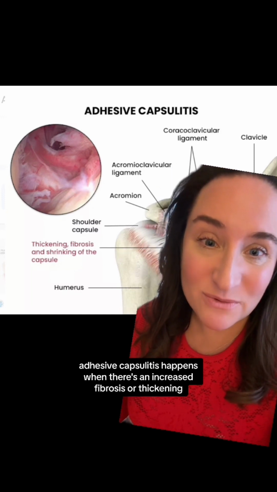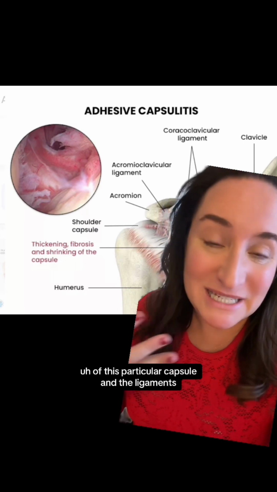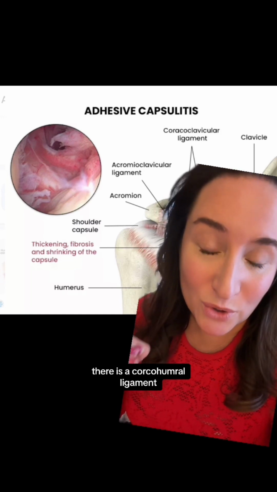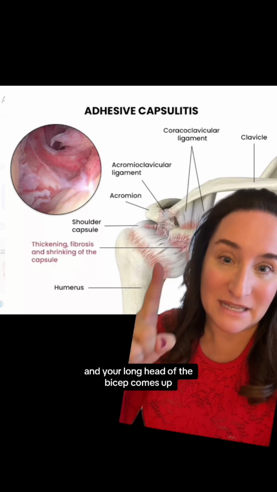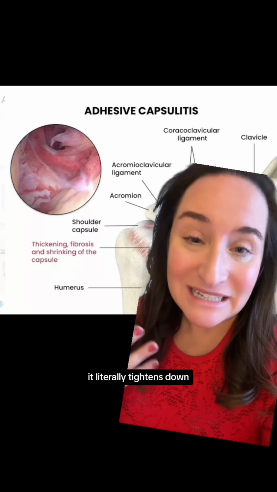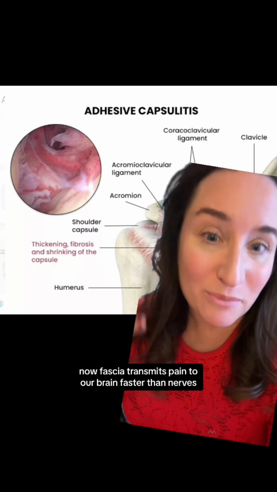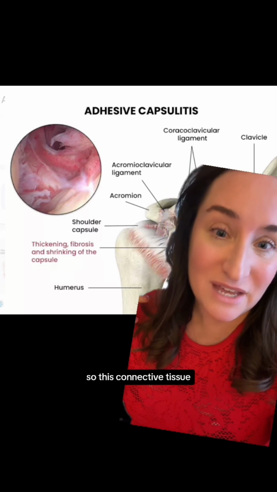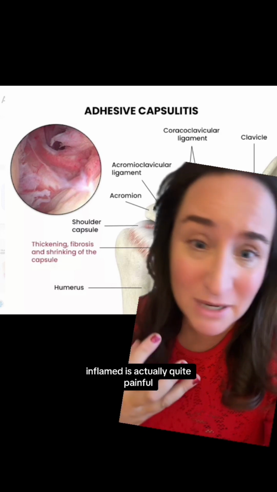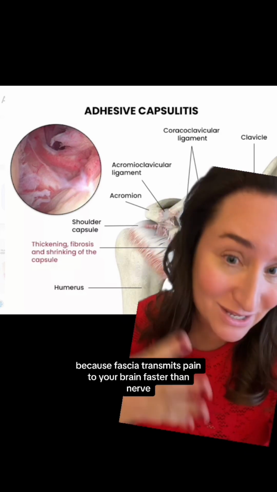Adhesive capsulitis happens when there's an increased fibrosis or thickening of this particular capsule and the ligaments. Specifically, there is a coracohumeral ligament, and your long head of the bicep comes up and in there. So there is a fibrotic change. It literally tightens down. Now, fascia transmits pain to our brain faster than nerves. So this connective tissue, as it tightens down and becomes irritated and inflamed, is actually quite painful because fascia transmits pain to your brain faster than nerve.